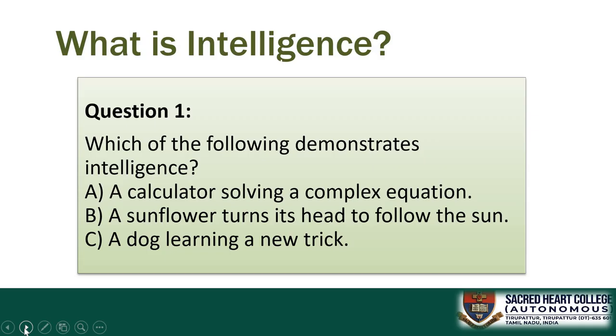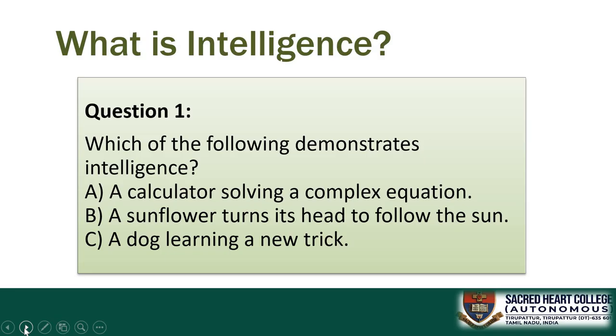A, a calculator solving a complex equation. Option B, a sunflower turning its head to follow the sun. Option C, a dog learning a new trick. So I know you all will think on this and give an option. Many of you can give option A or many of them can give option B and C. So whatever it might be, intelligence is often associated with learning something, adapting and problem solving.